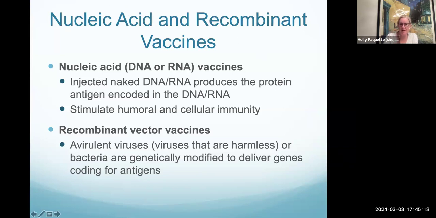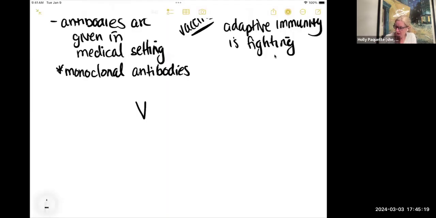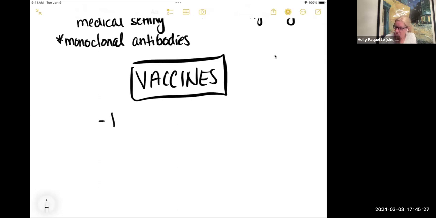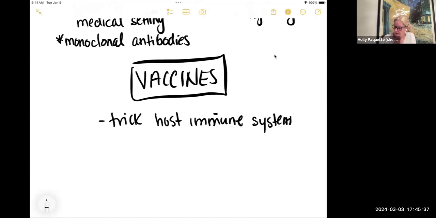I'll go to the whiteboard to talk through this. When we think about vaccines, vaccines are basically tricking the body. So if we talk about vaccines, vaccines are a way to trick the host body or host immune system into thinking there's an infection.